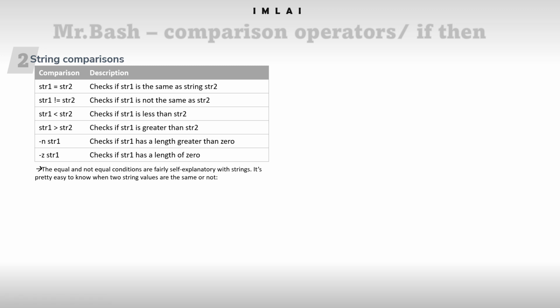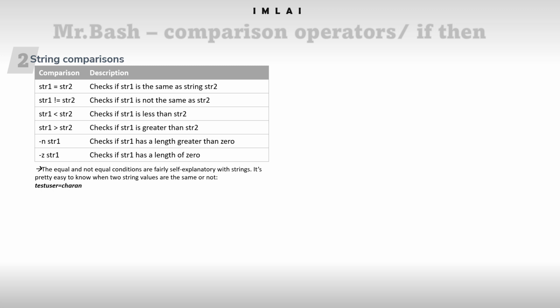For example, hyphen z string 1 checks if string 1 has a length of 0 or not, and hyphen n string 1 checks if string 1 has a length greater than 0 or not. So these are different comparison operators that we use to compare two different strings or the same strings. The equal and not equal conditions are fairly self-explanatory with strings. It's pretty easy to know when two string values are the same or not.